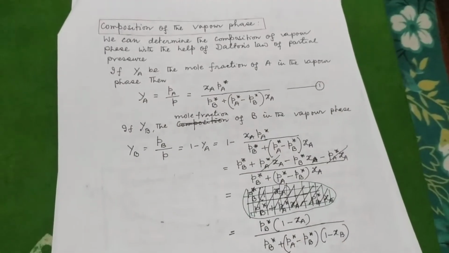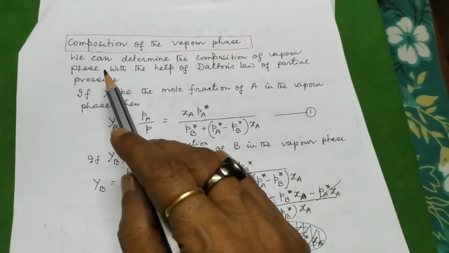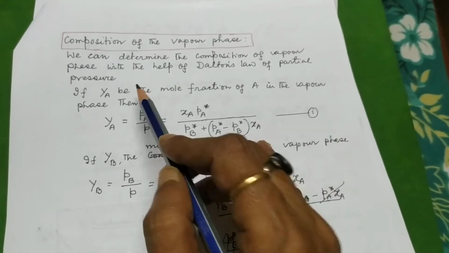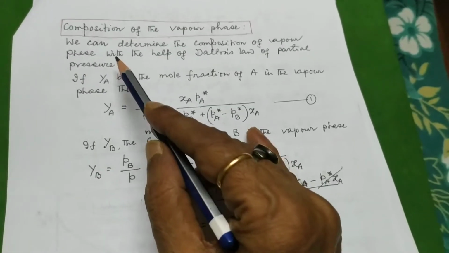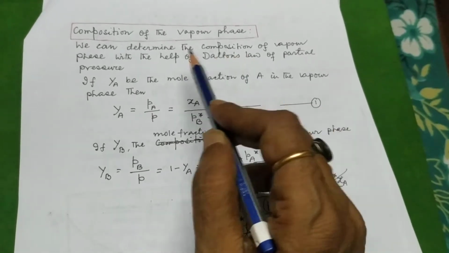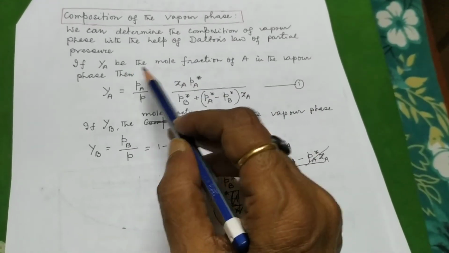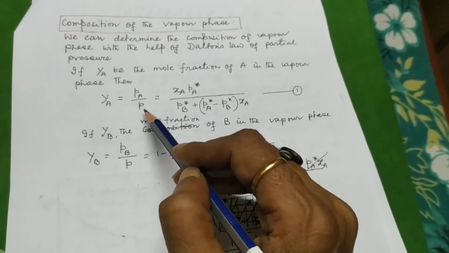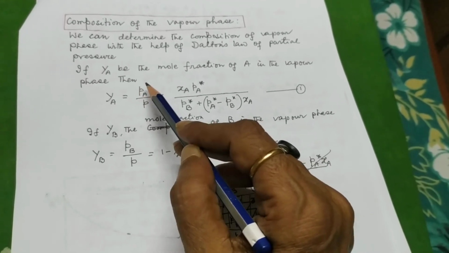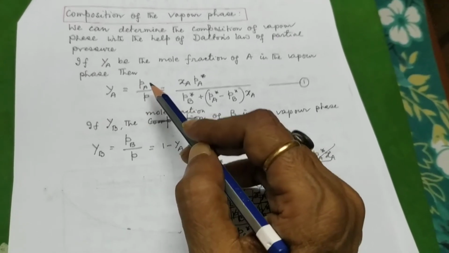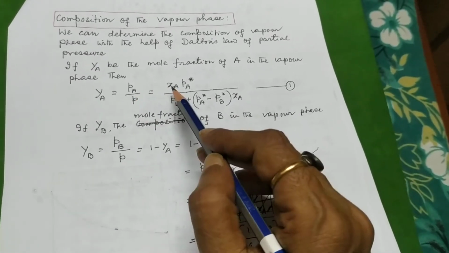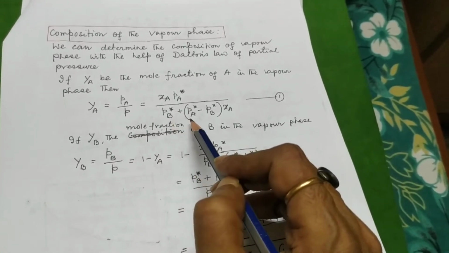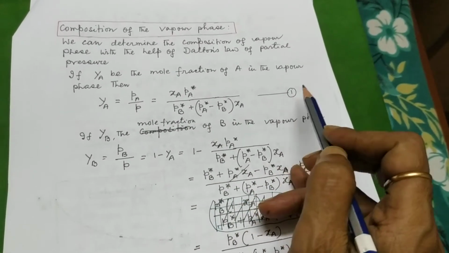Now, we can determine the composition of vapor phase with the help of Dalton's law of partial pressure. So we will use Dalton's law of partial pressure here to determine the composition of the vapor phase. Now if YA be the mole fraction of A in the vapor phase, then YA equals PA by P, the partial pressure of A by the total pressure. This is Dalton's law of partial pressure. So if we put the value of PA here, this is equal to XA into PA star, and we put the value of P here, this is equal to PB star plus PA star minus PB star into XA. This is equation number 1.